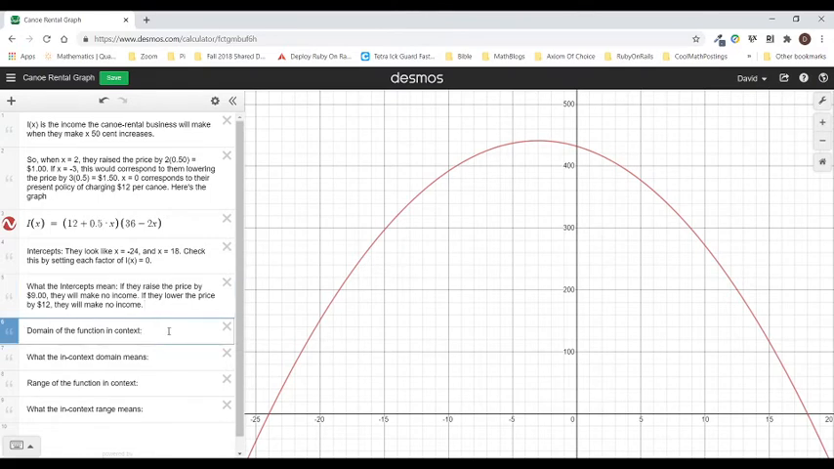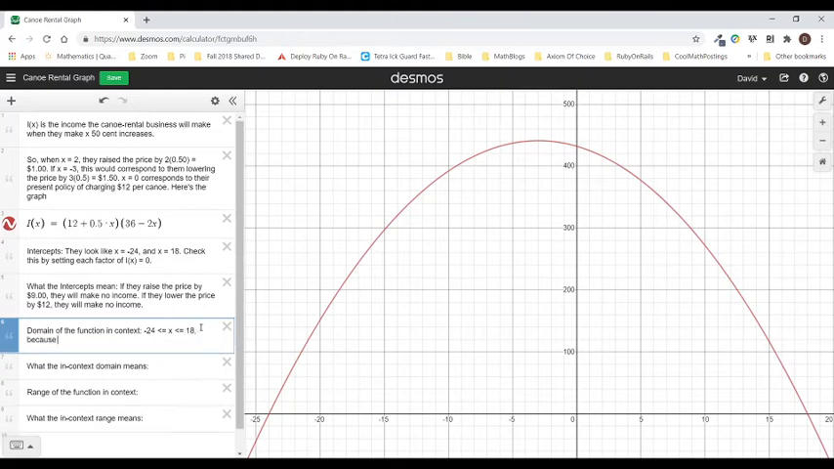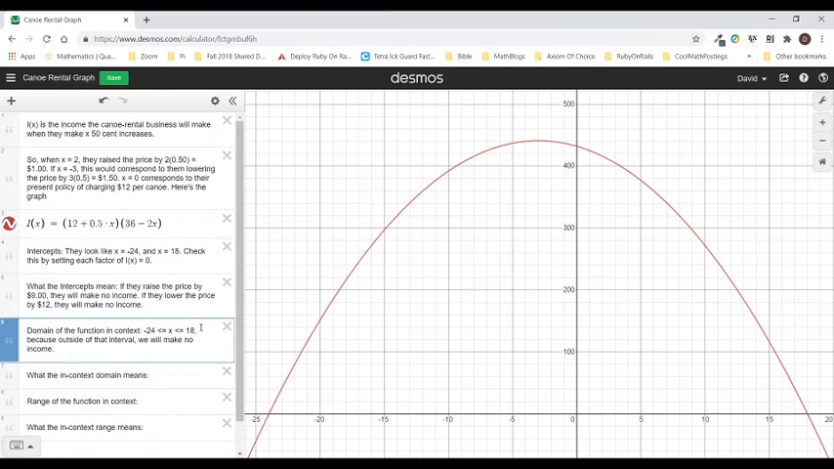Domain of the function in context. Well, remember, domain is anywhere you can draw a horizontal line and hit a vertical line and hit the graph. Now this parabola goes on forever, so if I'm just worried about the domain of the formula, it would be all real numbers. But in context, we know that we can't go to the left of negative 24 and to the right of 18. So what we want here is to say something like minus 24 is less than or equal to X is less than or equal to 18, because outside of that interval, we will make no money. No income. Forget about money. That's it. Actually, we've already explained this. Let's put a smiley face.